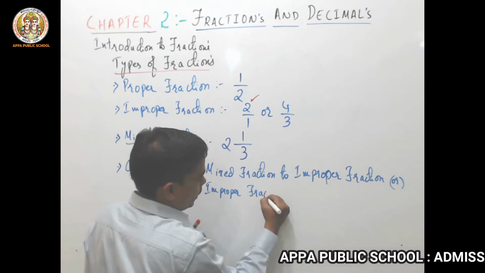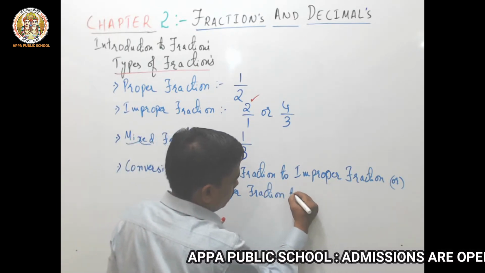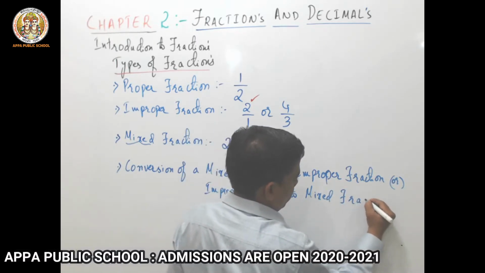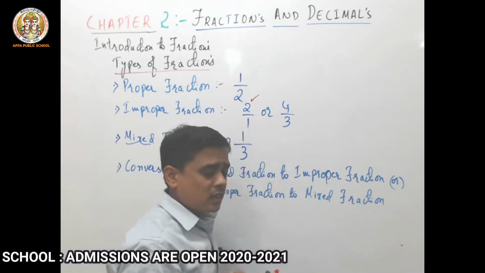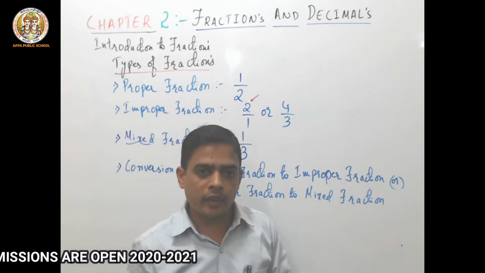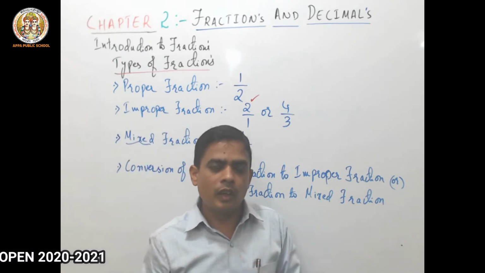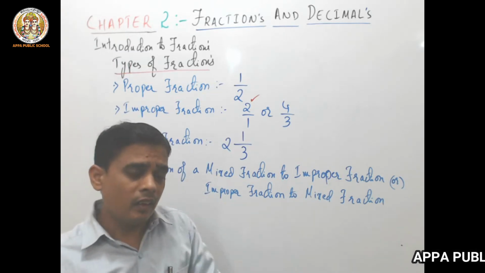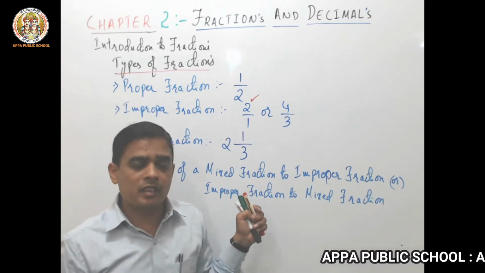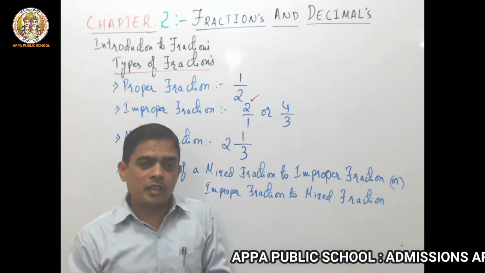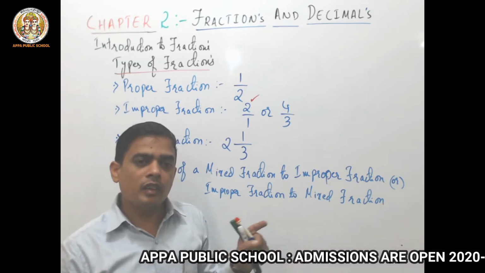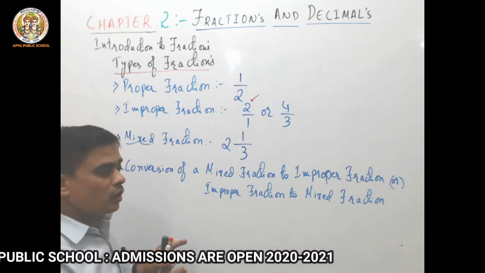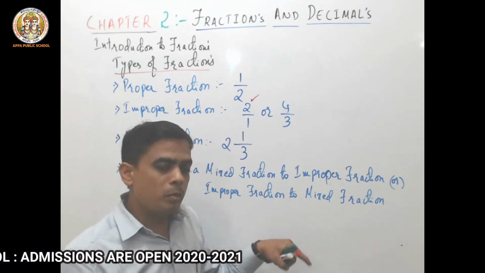Improper fraction to mixed fraction. Okay. So the first one we have discussed in types of fraction. The first one is proper fraction, that is the numerator will be less than the denominator. Second one is improper fraction, that is the numerator will be greater than the denominator. The third one is the mixed fraction. In mixed fraction, it contains integers with proper fraction. The next one is conversion of mixed fraction to improper fraction or improper fraction to mixed fraction.